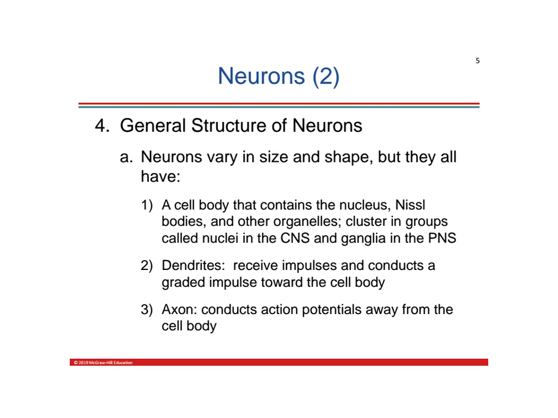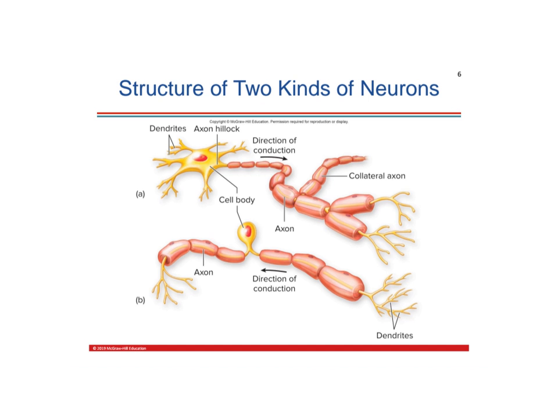Most neurons have axons. These conduct action potentials away from the cell body. In this diagram from your book, you can see the structure of two kinds of neurons. The first one here has a cell body with a nucleus, and it has dendrites. Coming off the cell body there's an axon hillock. This leads to what's called the initial segment of the axon.